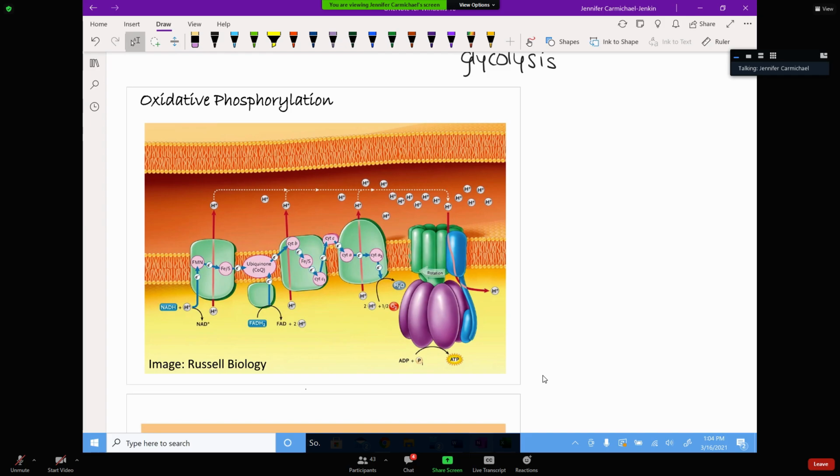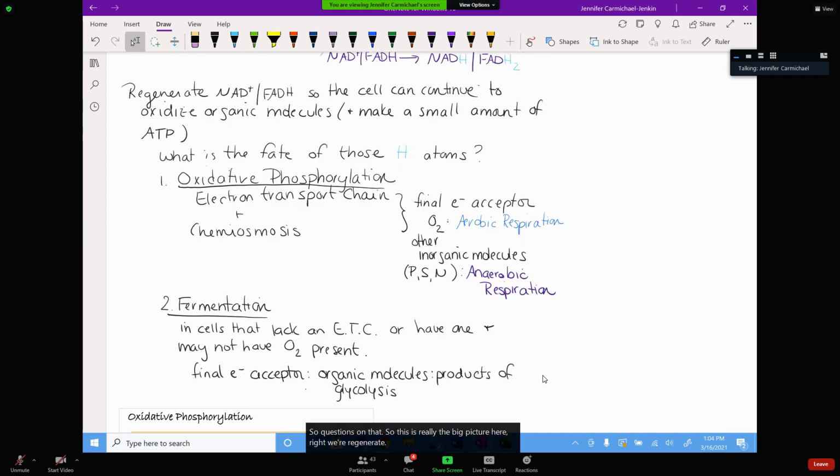So questions on that. This is really the big picture here, right? We're regenerating NAD+, and we can regenerate either with oxidative phosphorylation or with fermentation.